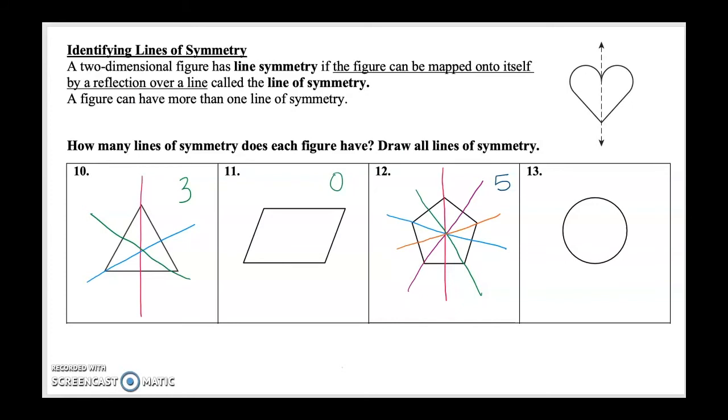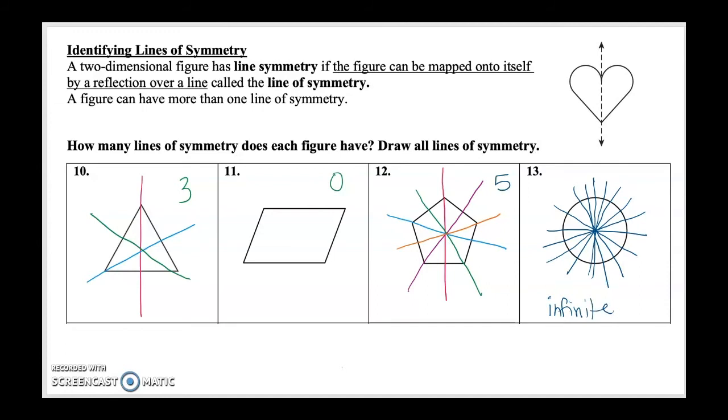All right, 13. This one's interesting. So how many ways can you cut a circle in half? So that works. That works. That works. That works. And we could keep going. So any line that you draw that goes through the center and goes all the way across is a line of symmetry for the circle. So we actually can't draw all of them because the circle has an infinite number of lines of symmetry.